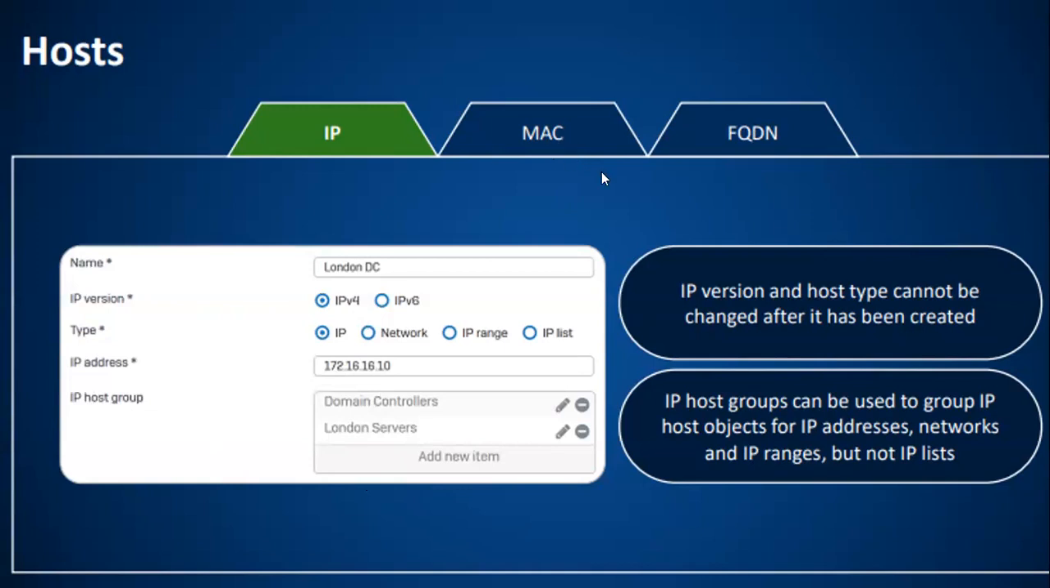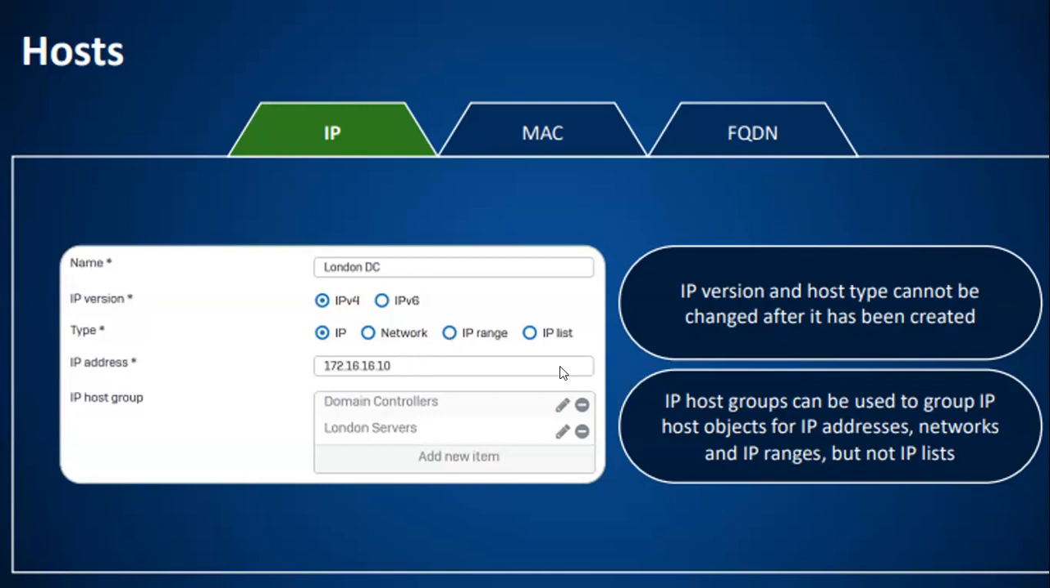Then we have MAC. So IP version and host type cannot be changed once it is created. Yes. So once you have created this object, you cannot change it, you cannot even rename it. Alright, you cannot change the version. So what can you do? You can delete it or you can create another one. Once it is created, you cannot make any changes in the host. So what to do? Either you can create the new one and delete this one. That would be the option available.